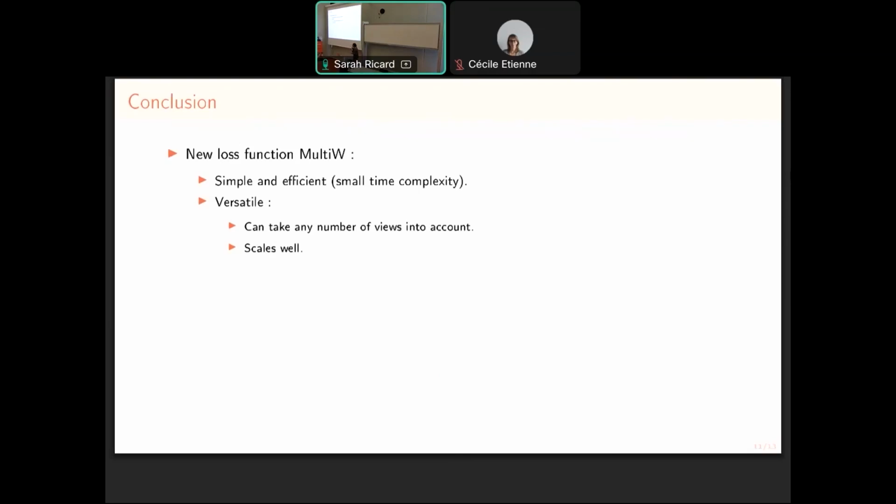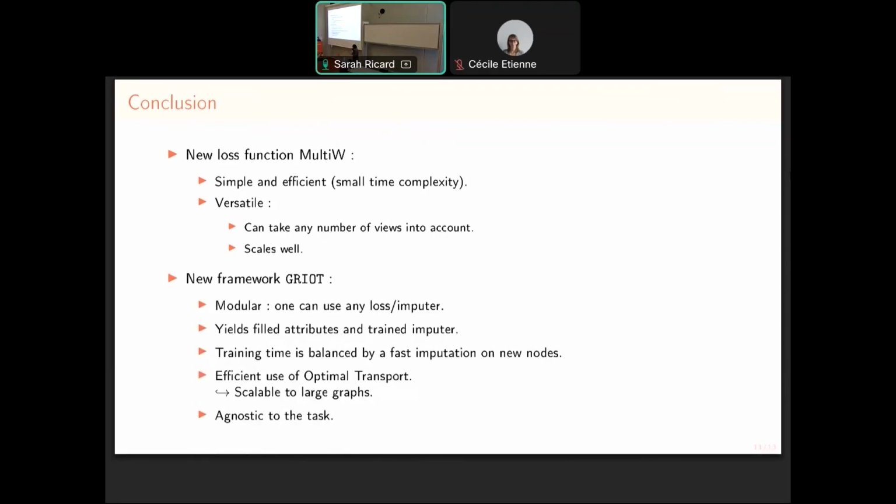So let's review. We propose a new loss function, multi-Wasserstein, which is very simple. As we saw, we only aggregate the different views through weighted average, but it makes it very efficient. It is versatile because it can take into account any number of views, and it scales well for an optimal transport function. But what is interesting is that in GRIOT, we can replace the loss and the imputer by any other loss or imputer relevant to the task. We actually tried different architectures and different losses.